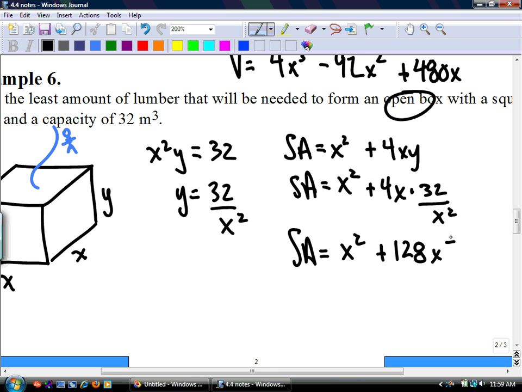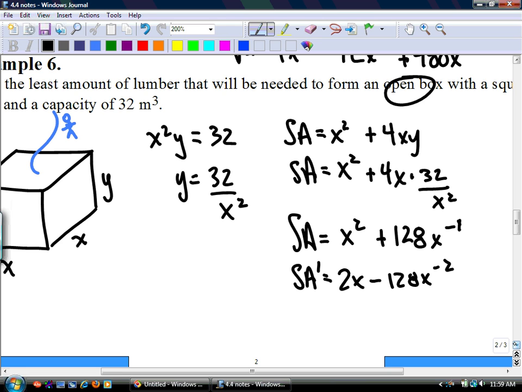128 x to the negative 1. Take the derivative: 2x minus 128 x to the negative 2. Make it equal to zero. Am I going too fast? I'll stop for a second.